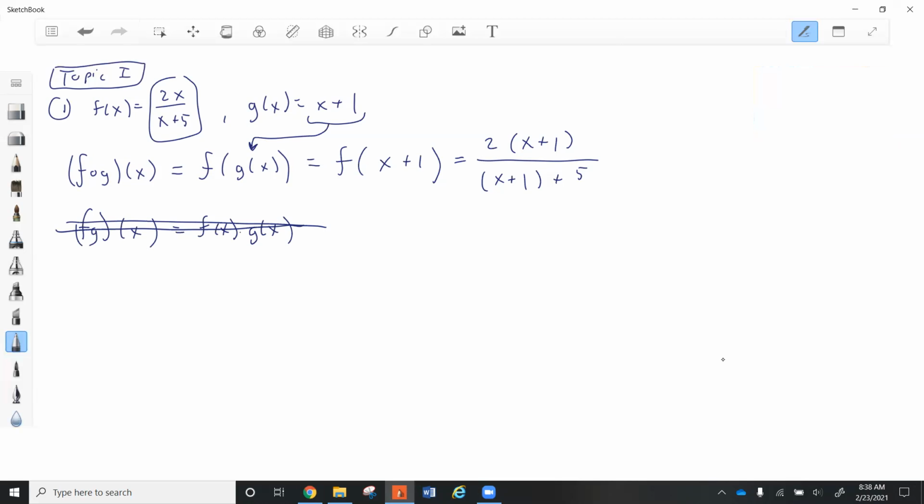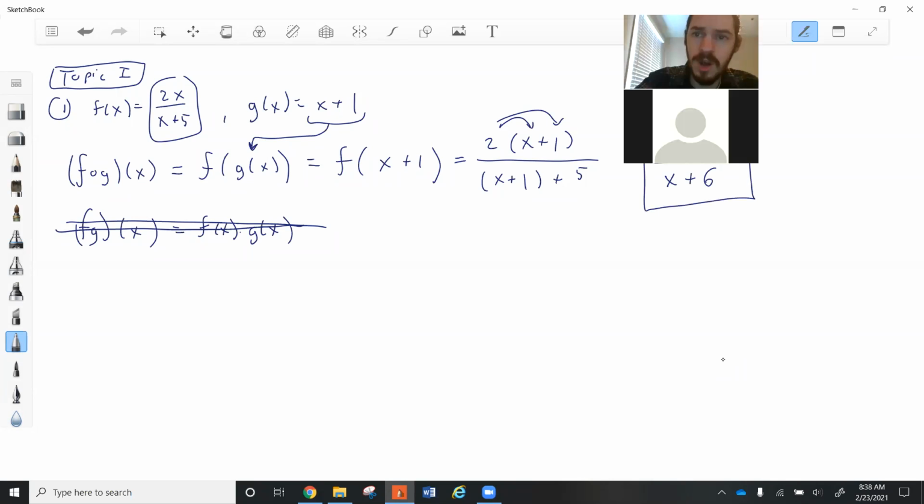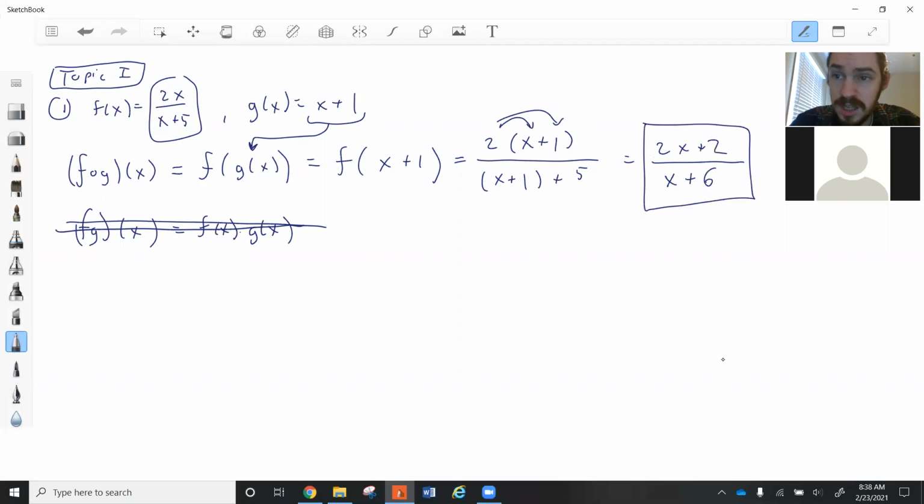Now there is a little bit of simplifying that can be done here. You can distribute the 2 to get 2x plus 2. Then in the denominator, you can do plus 1 and plus 5, so plus 1 plus 5 is going to be plus 6 overall. Now this is done. There's actually no further simplification that can be done on this. One of the other most common mistakes I saw on this problem was attempting to cancel something. A lot of people tried to cancel out a factor of 2.